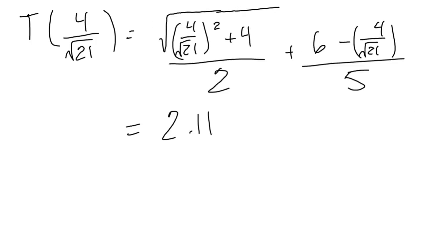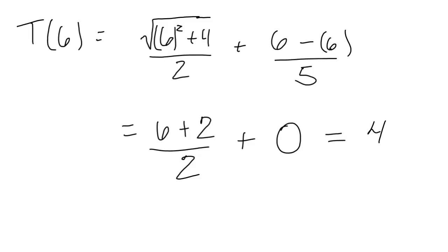We do the same for our stationary point, and as you can see, once you plug it in, square root of 4 over square root of 21 squared plus 4, over 2, plus 6 minus 4 over square root of 21, over 5. And once you equate that, it equals 2.11 as our time.